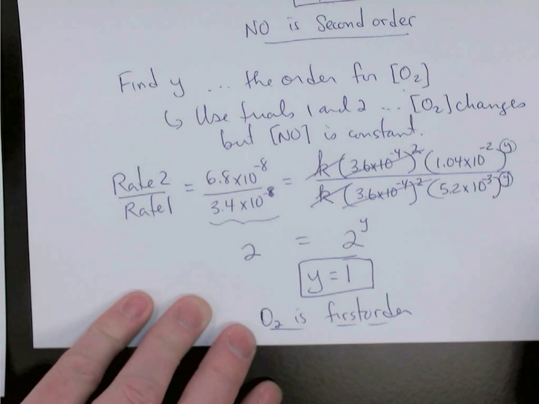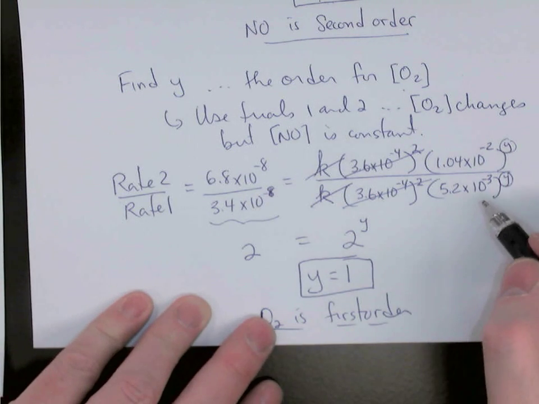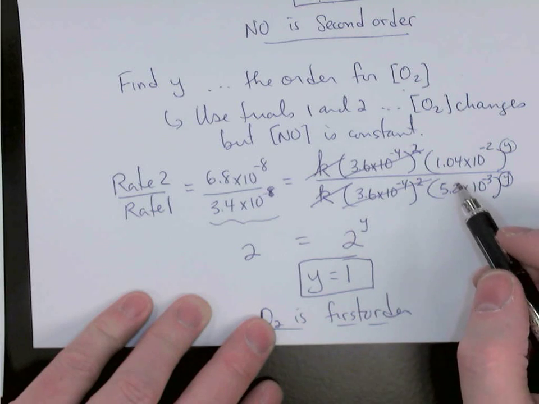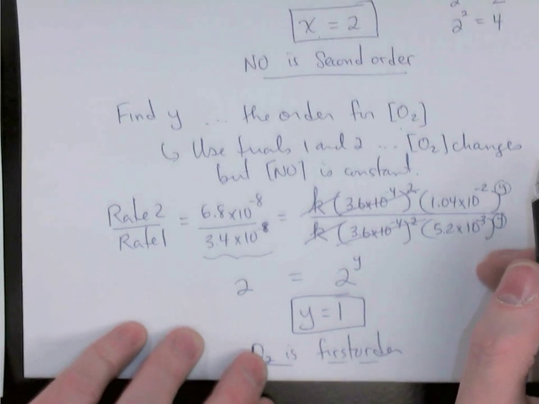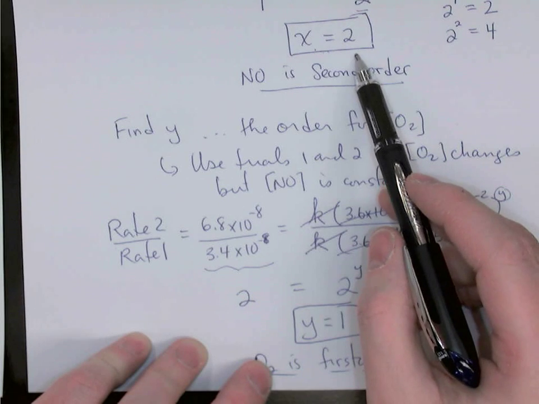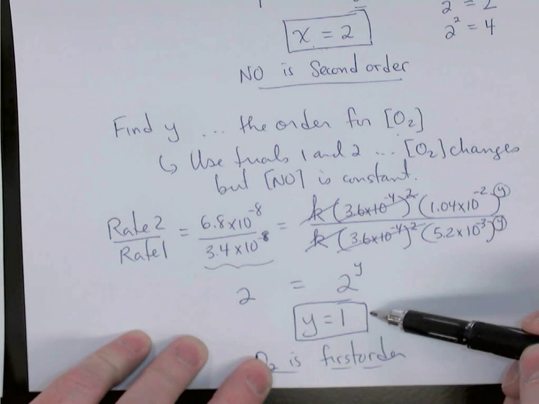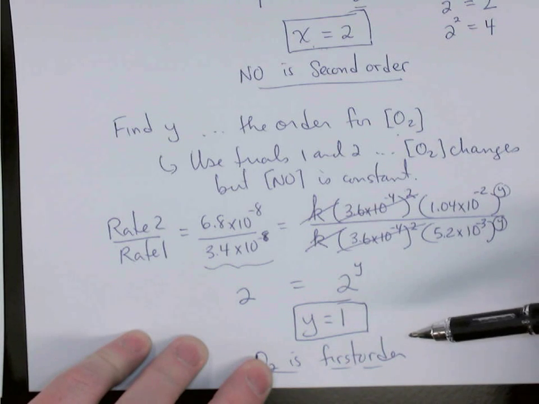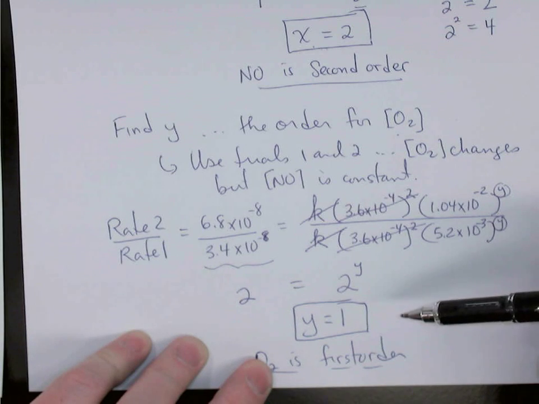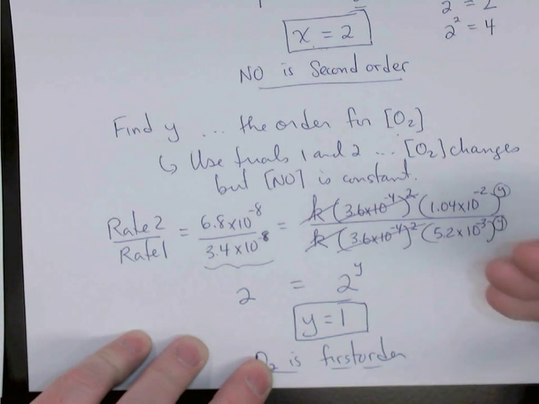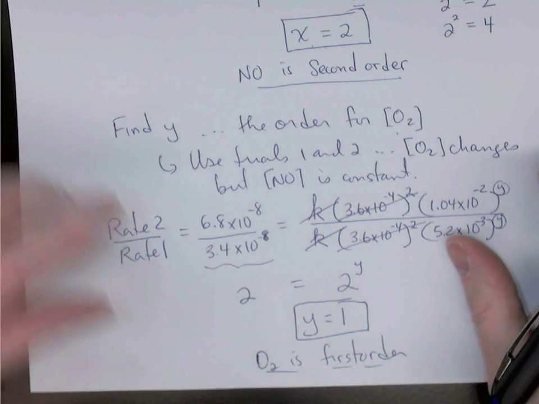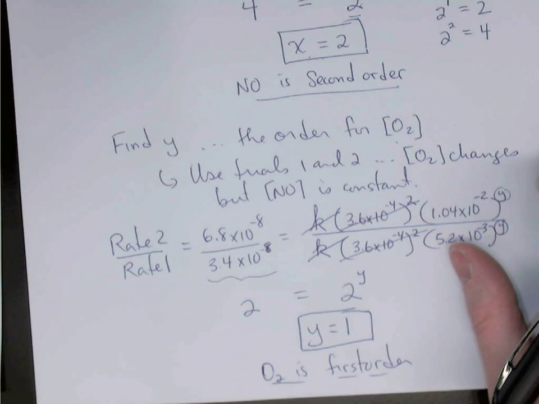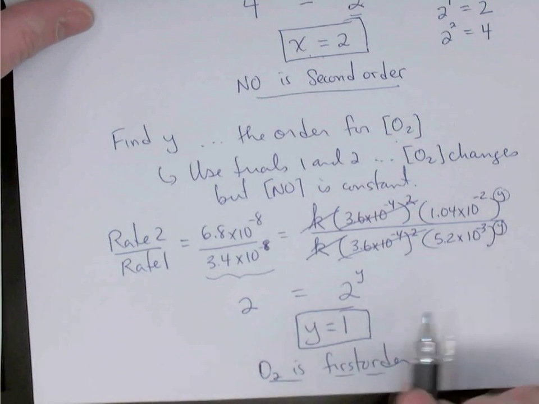The overall order of the reaction, in this case, would be a 3. If the NO was second order, while the O2 is first order, you get the overall order for the reaction by adding those orders together. So the overall order for this reaction is 3. It's third order overall.